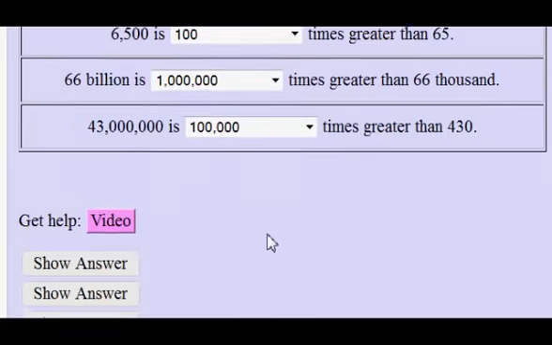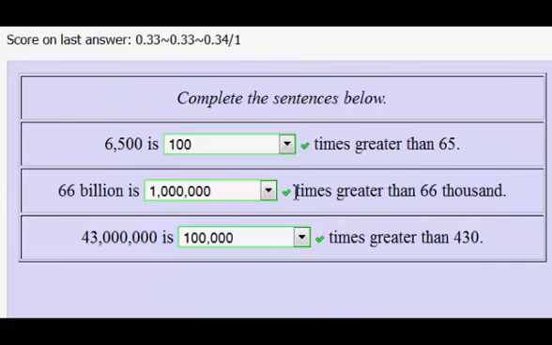Don't forget to submit your answer. And you should get green check marks on all 3 parts if you got them all correct.